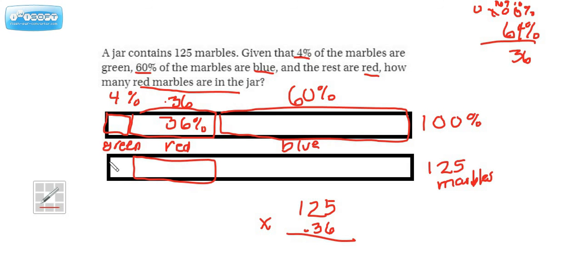And if you needed to find the green and the blue, then you would take 4% of 125 to get the green. You would take 60% or 0.6 times 125 to get the blue. But fortunately, they didn't ask for that. They only wanted this number. All right, so finish up the algorithm, and you'll have the answer.